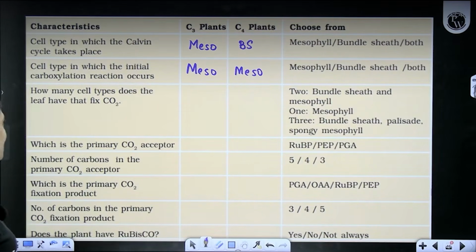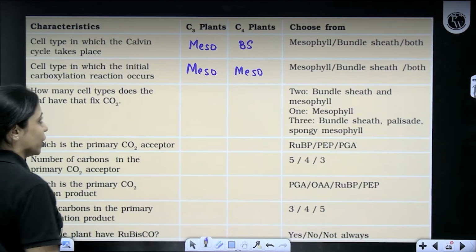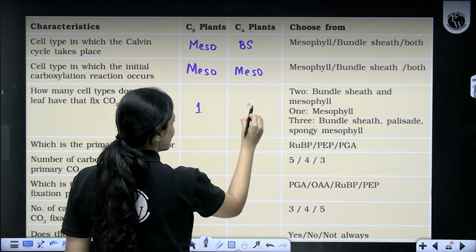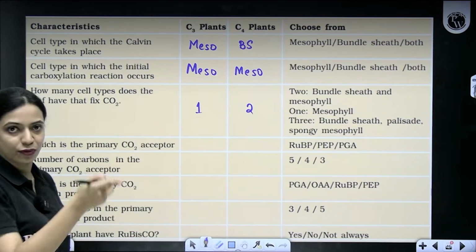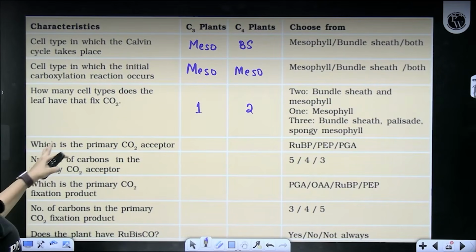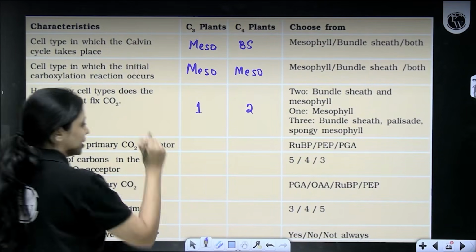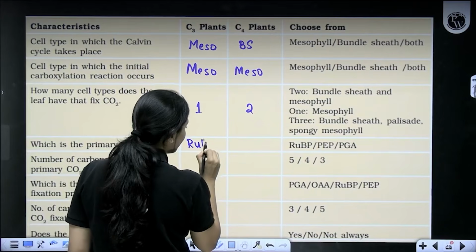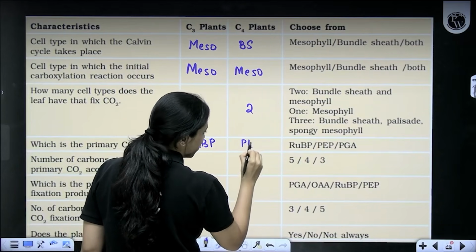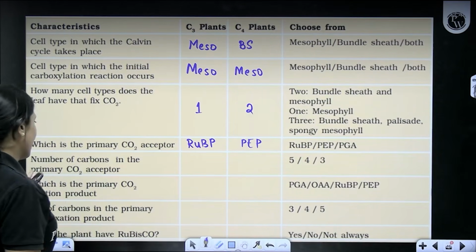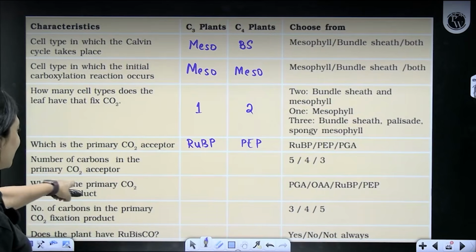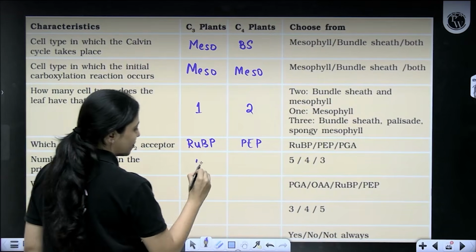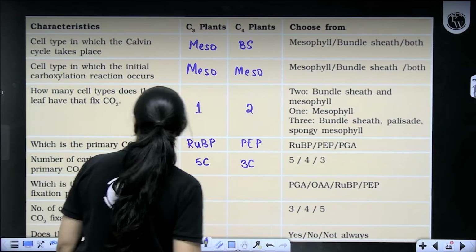How many cell types does the leaf have that can fix carbon dioxide? In C3 plants you have one type, in C4 plants you have two types, one in mesophyll, one in bundle sheath. Which is the primary carbon dioxide acceptor? In C3 plants it is RuBP, and in C4 plants it is phosphoenol pyruvate. Number of carbons present in the primary carbon dioxide acceptor: this one has 5 carbons, this one has 3 carbons.